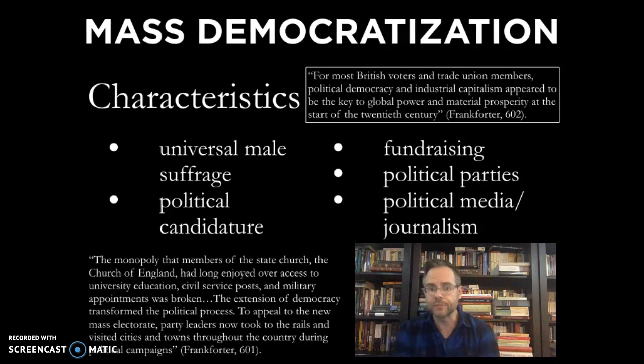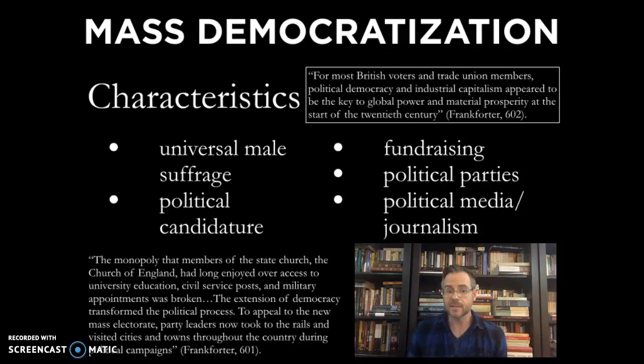For most British voters and trade union members, political democracy and industrial capitalism appear to be the key to global power and material prosperity at the start of the 20th century. The monopoly that the members of the state church, the Church of England, had long enjoyed over access to university education, civil service posts, and military appointments were now broken.